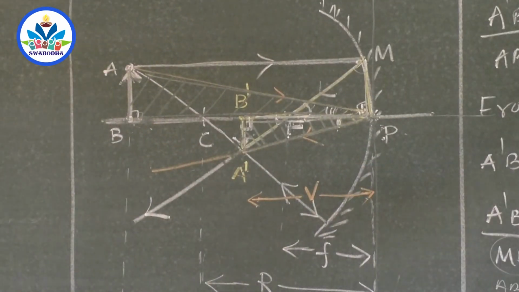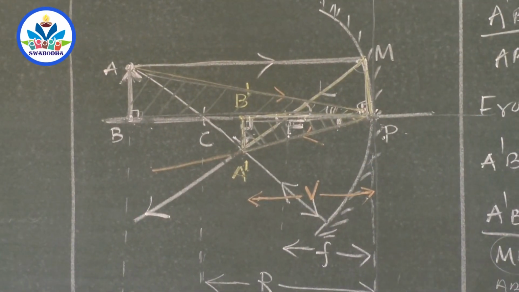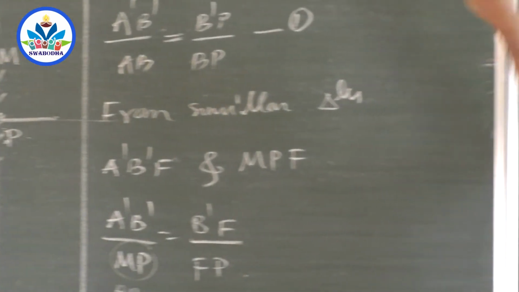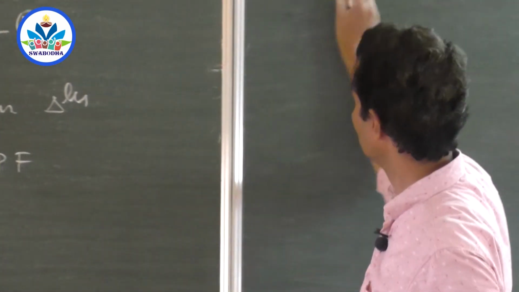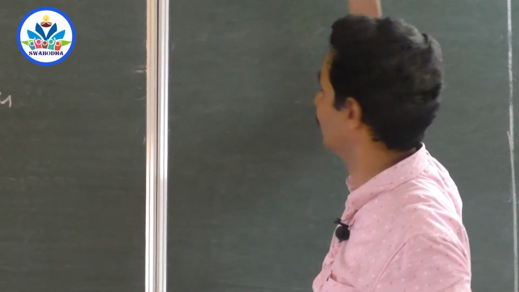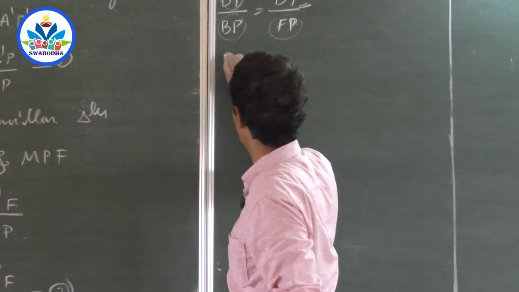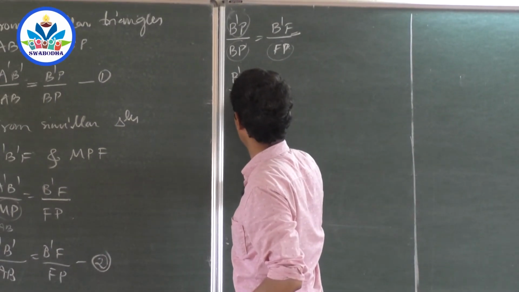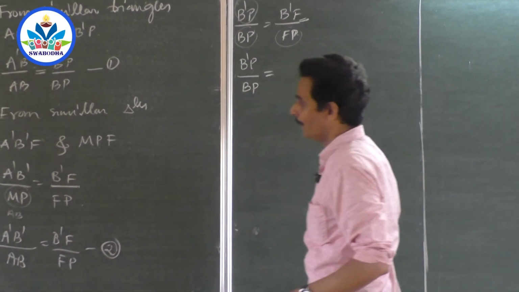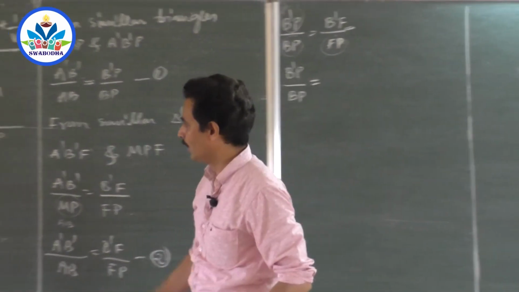Because if you want to get this answer, you must be able to put all these things in U, V and F. Otherwise, no use. You can put these three, but not this one. So we will exchange it now. B'P by BP must be equal to B'F. What is B'F?